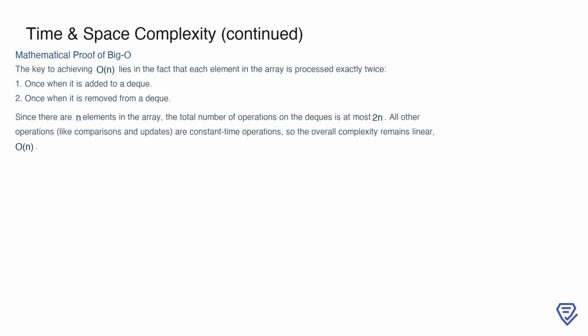To solidify the claim of O(n) time complexity, consider this mathematical proof: each element in the array is processed exactly twice in relation to the deques. Once when it is added to a deque, and once when it is removed. With n elements in the array, this means the total number of deque operations is at most 2n. Other operations, like comparisons and updates, happen in constant time.